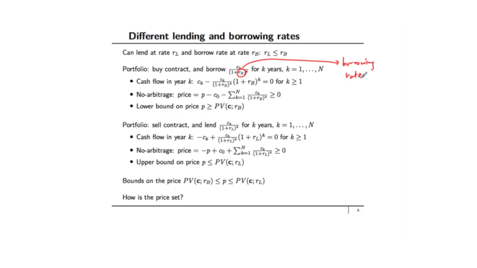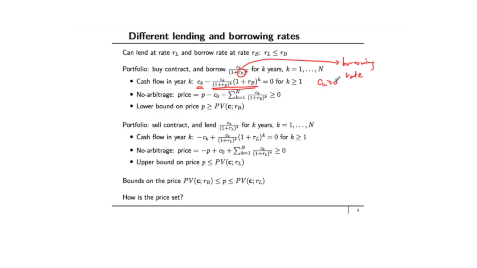By the same argument that we had in the previous slides, the cash flow in year K is going to be CK coming from the contract minus CK over 1 plus RB to the power K times 1 plus RB to the power K. This is the amount of money that I have to return on the amount that I borrowed. They cancel exactly. Therefore, the cash flow is greater than or equal to 0 for all times in the future. In fact, it's exactly equal to 0.